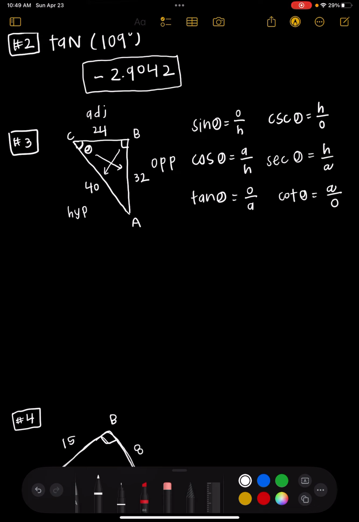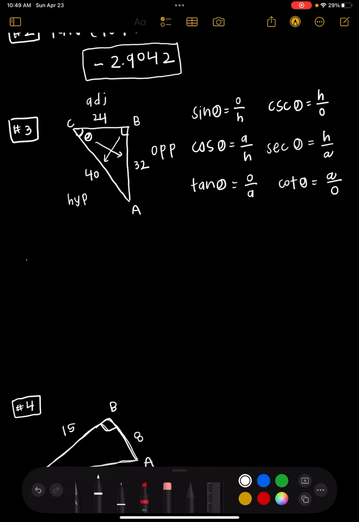Okay, so now that we have that, we're going to actually plug numbers into this. For the third example, we have sine of theta, or we can say sine of C, because that's the angle that we wanted to find. What is the sine ratio for C? Now we know sine is opposite over hypotenuse, so my opposite side is 32, and my hypotenuse side is 40. So my ratio would be 32 over 40. Now I can simplify that because 32 over 40 simplifies to 4 over 5. So sine of C is equal to 4 over 5.